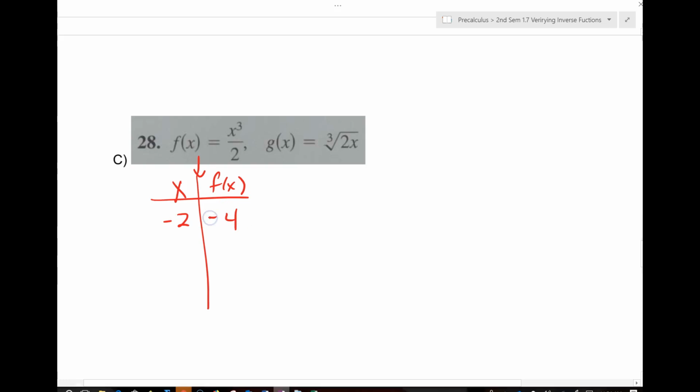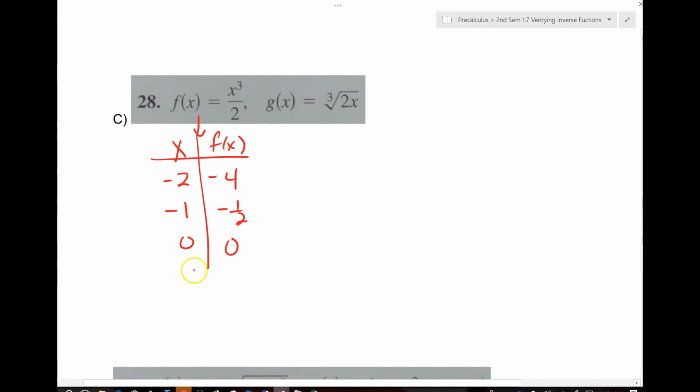All right, so what if I do negative 1? It's going to be negative 1/2. 0 is going to give me 0. All right, so let's just do one more. Let's just do a positive 2 so we can say we got 4 of them. So we got positive 2, and it's going to end up being 4 if you plug it in. So I just plugged negative 2, negative 1, 0, 2, all in for x, and we just calculate it.